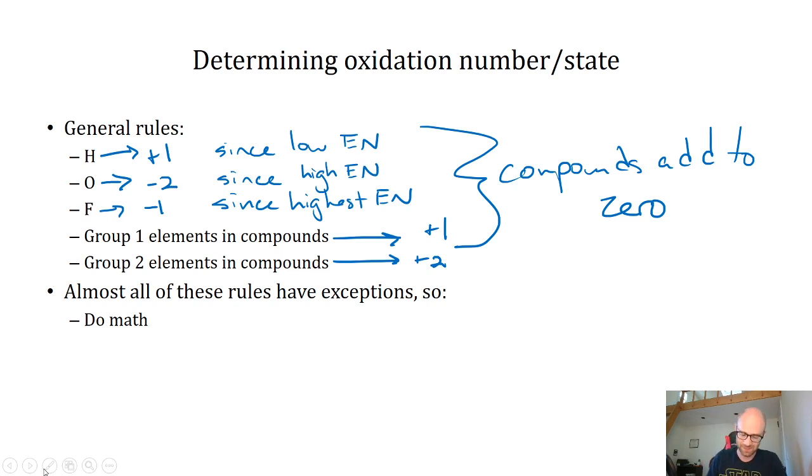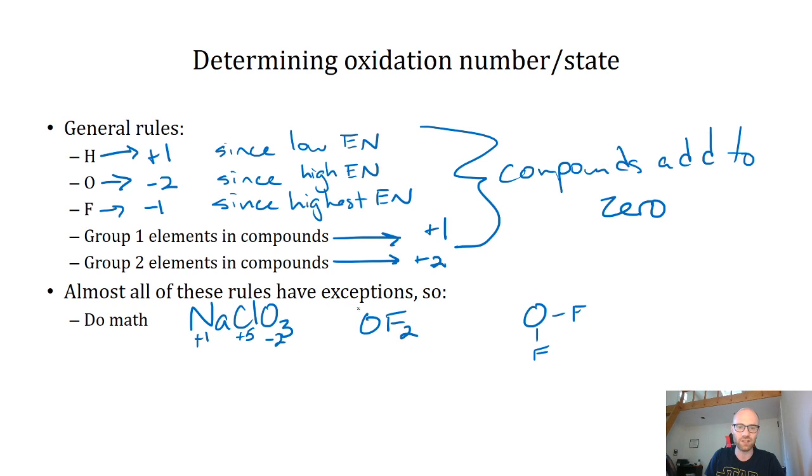So you have to do math. Like I said, if you get something like NaClO3, sodium ions are a +1, oxygens are usually -2. You end up doing math, and chlorine is a +5 in that compound. Or you'll see exceptions like, I don't know, hypothetical compound OF2, where in an oxygen-fluorine bond, fluorine wins, and so this oxygen actually has an oxidation state of +2. This is super rare. So rare, I'm done talking about it. It's not going to happen. You're not going to see it.